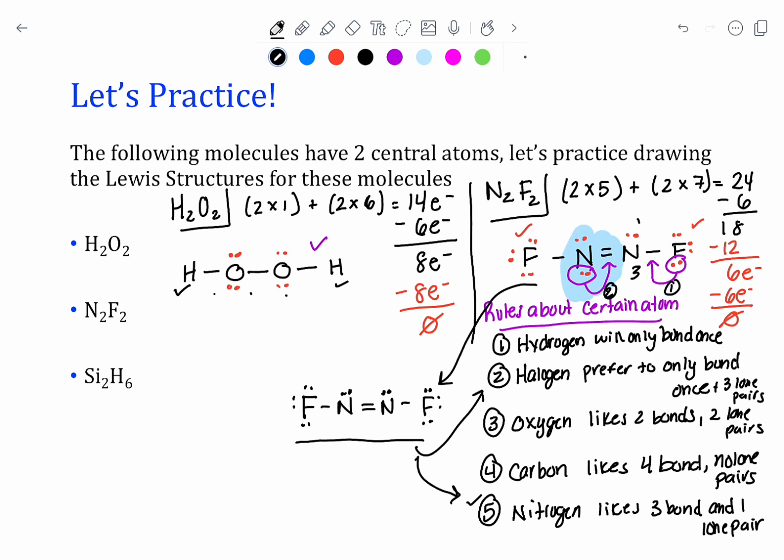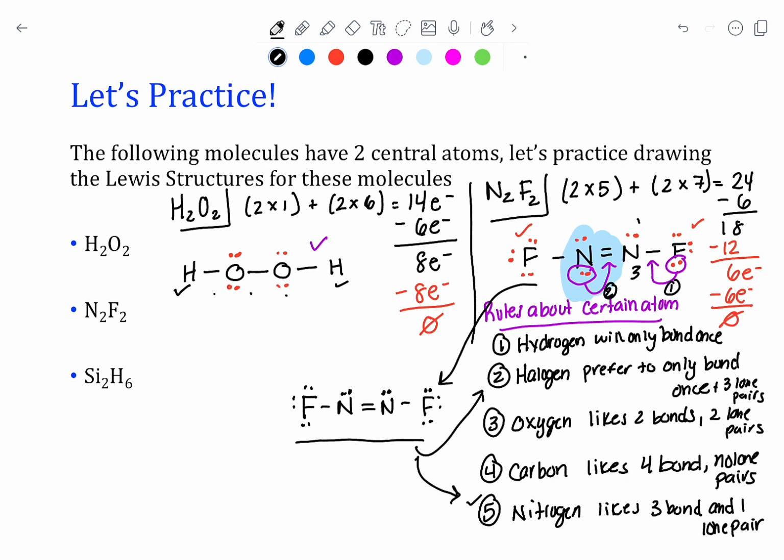Hydrogen will only bond once. Halogens will also only bond once and have 3 lone pairs. Oxygen will bond twice and have 2 lone pairs. Nitrogen will bond 3 times and have 1 lone pair, and carbon will have no lone pairs and only bond 4 times. Those are our general rules of specific atoms that we see often.